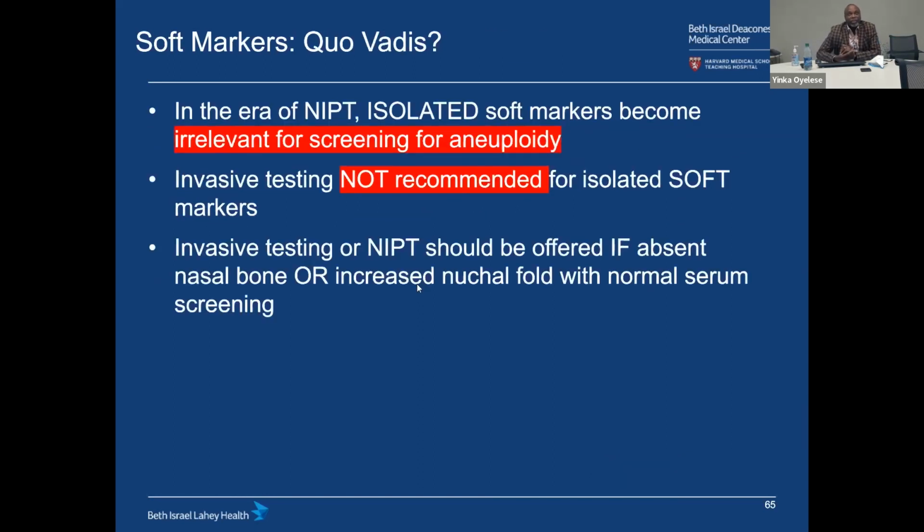So, quo vadis, which is a Latin phrase meaning where are you going? In the era of NIPT, isolated soft markers become irrelevant for screening for aneuploidy. Invasive testing is not recommended for isolated soft markers. Invasive testing or NIPT should be offered if there is an absent nasal bone or if there is an increased nuchal fold with normal serum screening, but not if NIPT is normal.